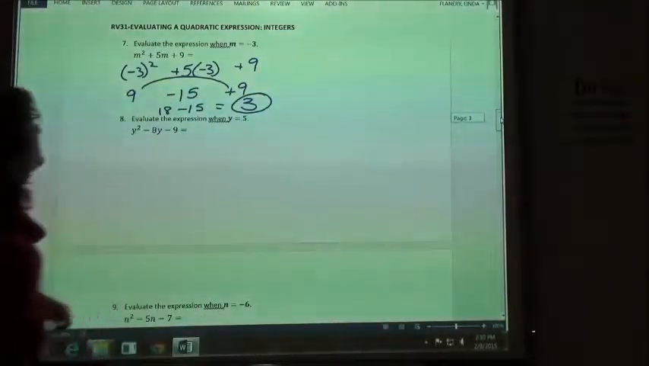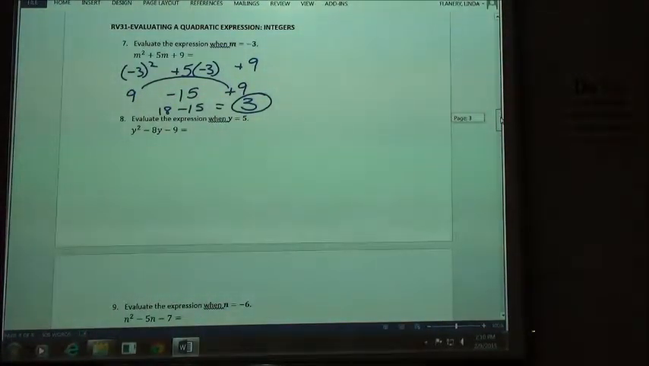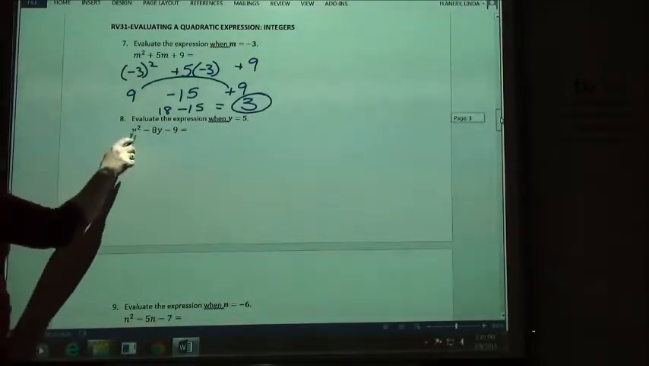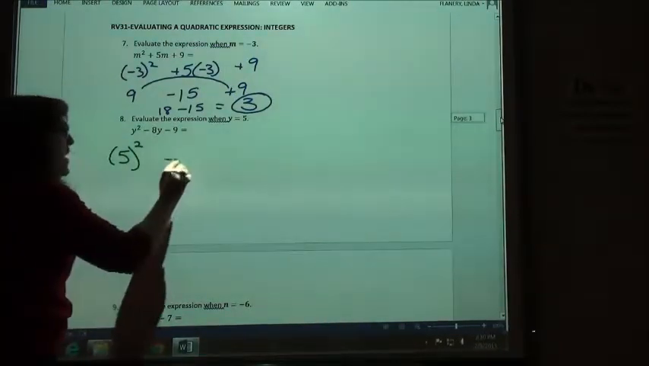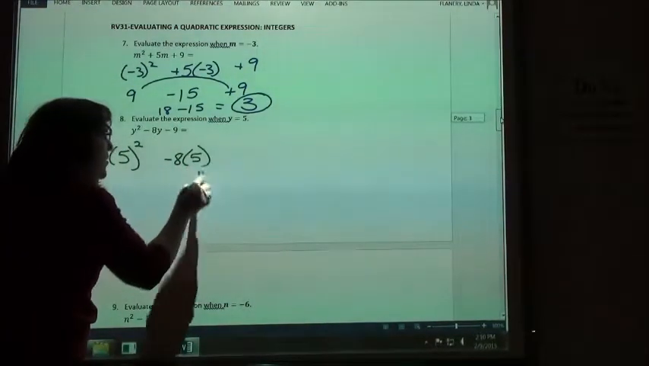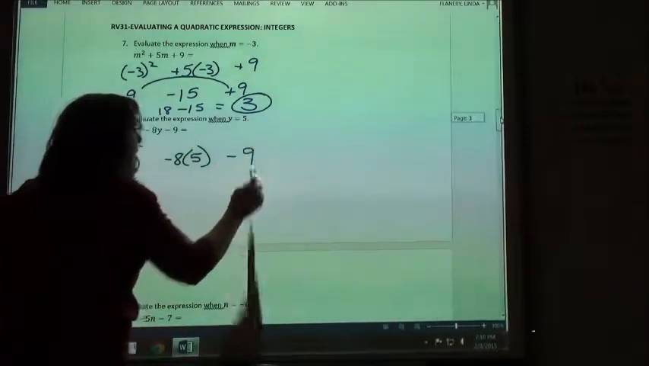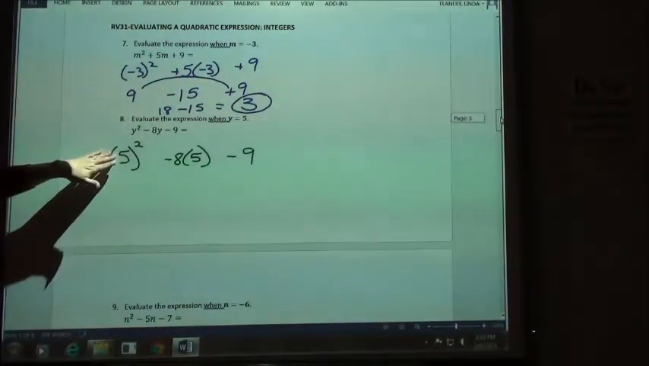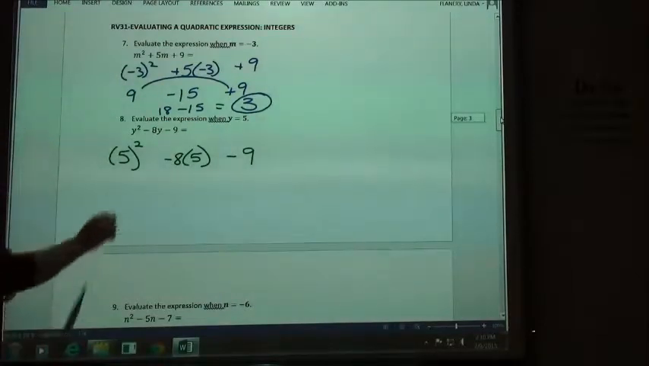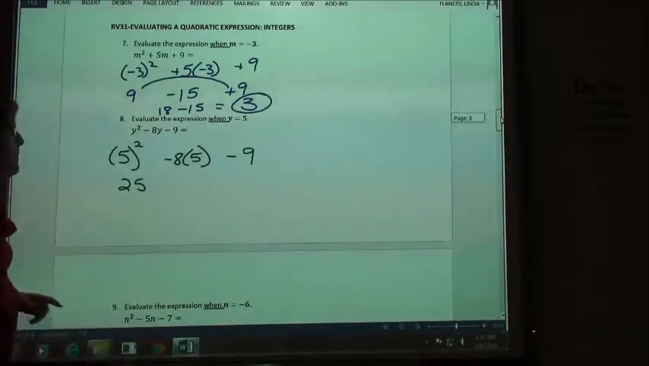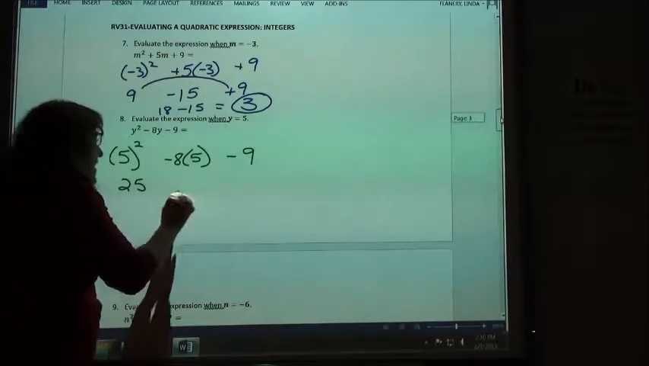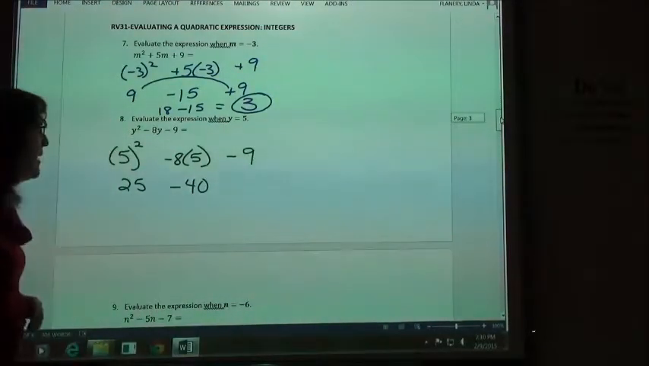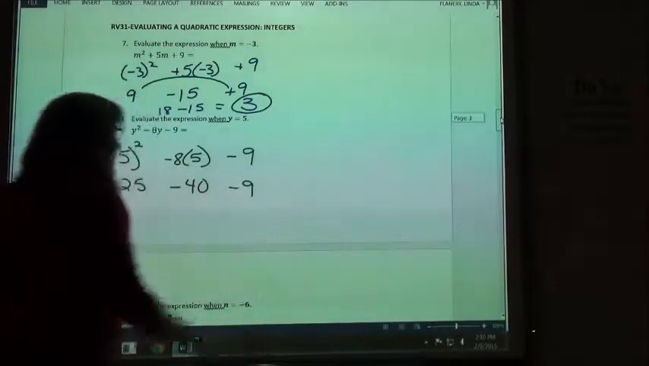So on number 8, if I'm going to evaluate the expression y squared minus 8y minus 9 when y is equal to 5, putting 5 in for my y value. So 5 squared minus 8 times the y value of 5 minus 9. 5 squared, 5 times 5. 5 times 5 is 25. Multiplying, -8 times 5, negative times a positive is a negative, and 8 times 5 is 40, minus 9.